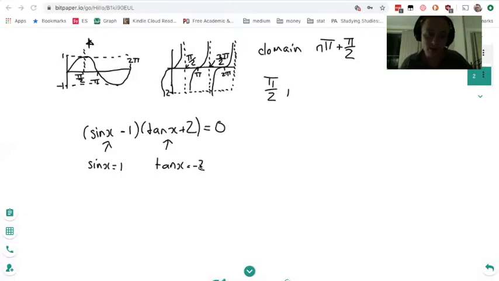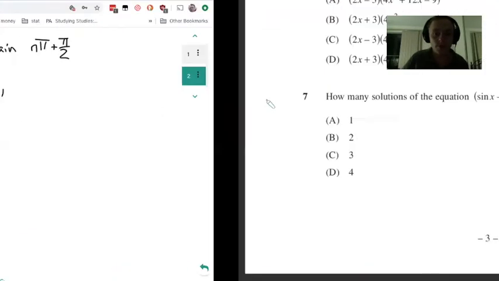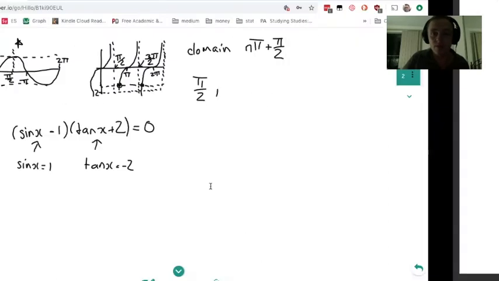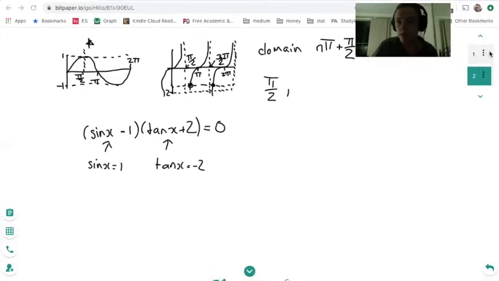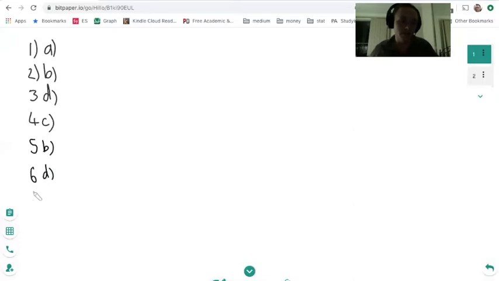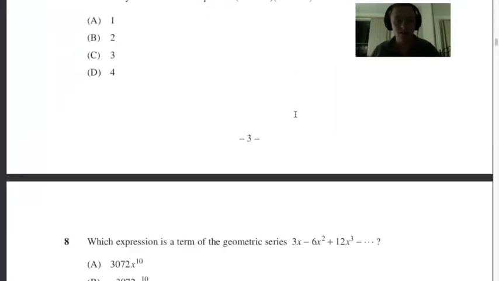So for that reason, I'm going to go with, we only have 2 solutions, a solution right here and a solution right here. Okay, I'm going to go 7, B. I hope I haven't made a mistake there.